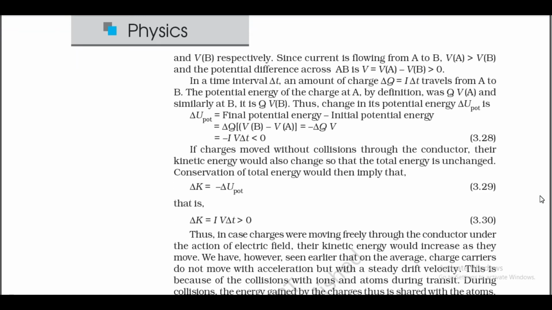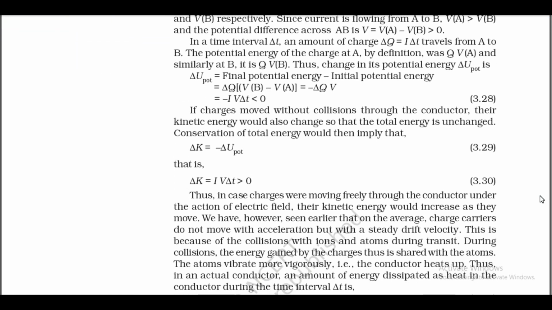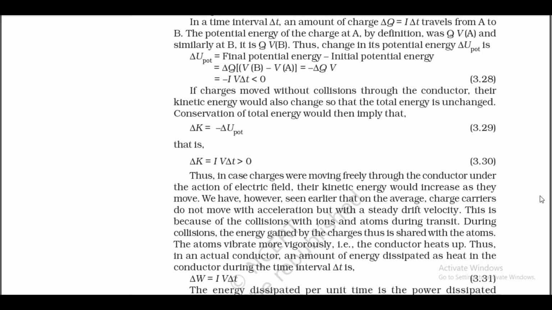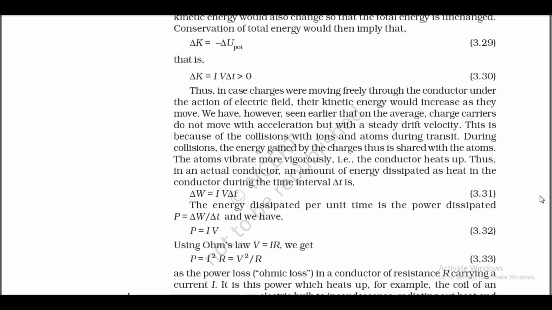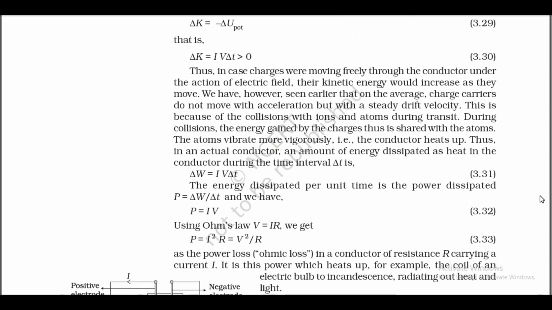If charges moved without collision through the conductor, their kinetic energy would also change so that the total energy is unchanged. Conservation of total energy would then imply that ΔK = −ΔU_pot, that is, ΔK = IVΔt > 0. Thus, in case charges were moving freely through the conductor under the action of the electric field, their kinetic energy would increase as they move.